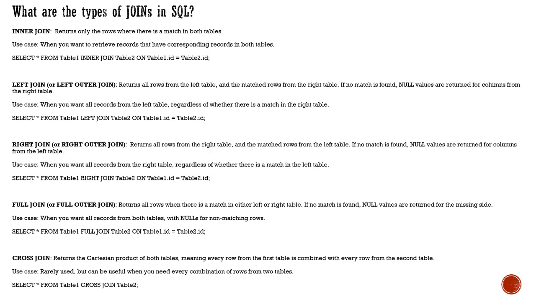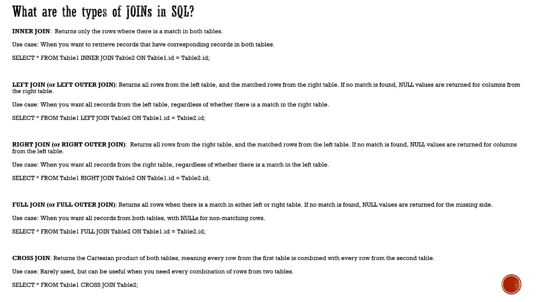Now there are different types of joins. You will be asked, what are the joins? Can you explain certain joins? Now, inner join returns only the rows which are matched in both tables. So when you want records which correspond in the other table, or both tables, you can use that.